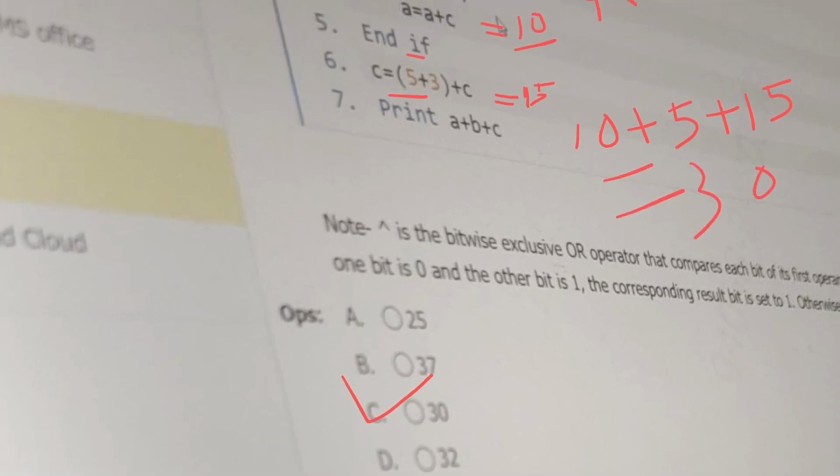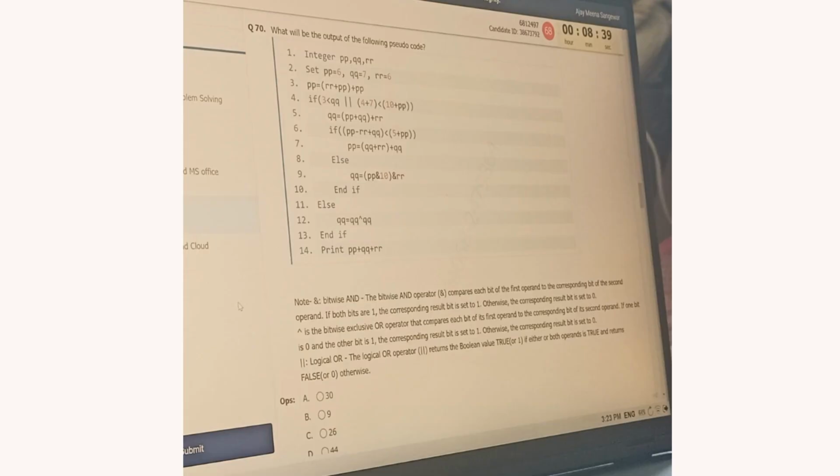Okay, so let me show you the next problem. So the next problem is this. Please pause the video and try to solve the problem on your own so that you can cross-check if you are right or wrong. Okay, and I am giving you a guarantee this question is going to come in your exam. Okay, just write it down. So this is going to come. Please pay attention to this question.